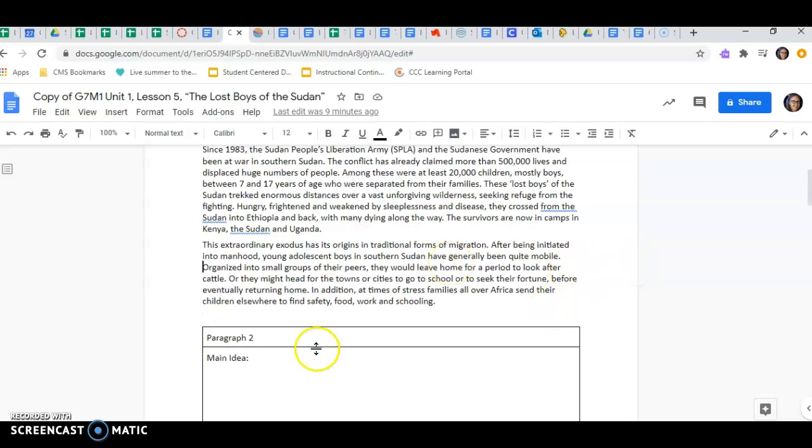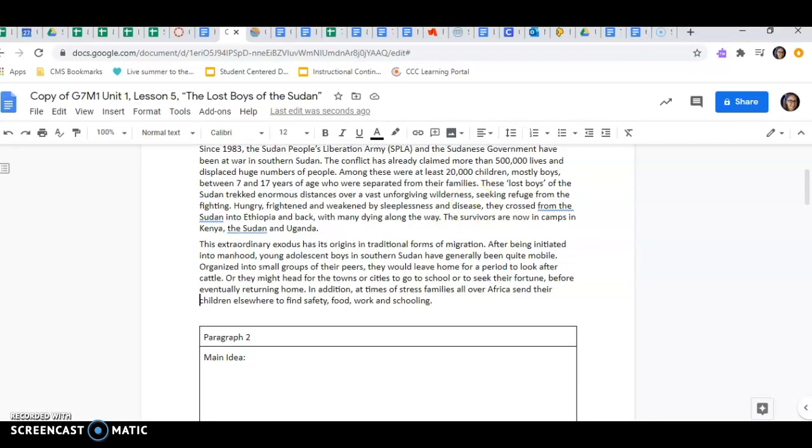Okay, so let's talk about the main idea here. What is this paragraph mostly talking about? Let's take a moment and think. I'm going back to key details in here to see what's going on. So it says traditional forms of migration, that adolescent boys in southern Sudan have been quite mobile, and that they were organized into small groups of their peers and they would leave home for a while. So the main idea is really about how these boys traveling together was not unusual in certain contexts in Sudan. So let's just say groups of boys traveling together on their own was not unusual in Sudan during certain periods of time.